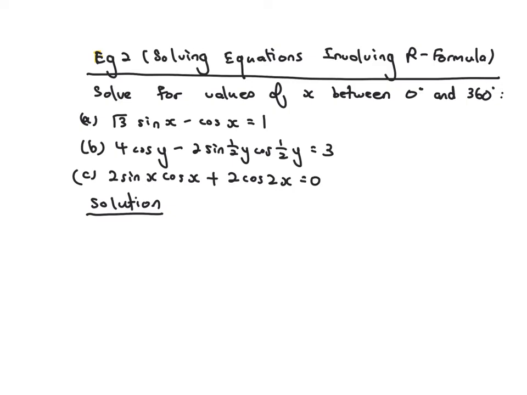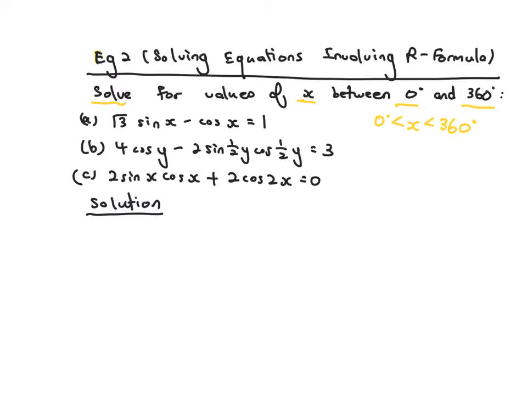In example 2, we're going to solve equations now involving R formula. Now let us study the 3 questions given and discuss the different formats of the question. So they ask us to solve for x between 0 and 360, right? So x does not include 0 and it doesn't include 360, but they'll only include values in between. So let's take a look at the format.